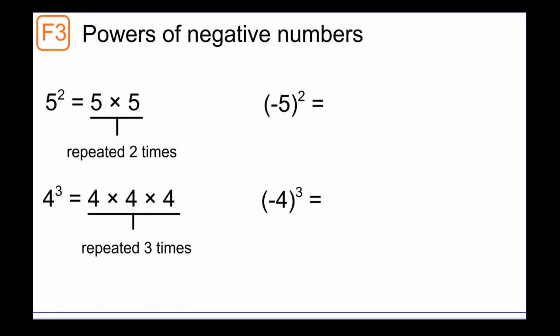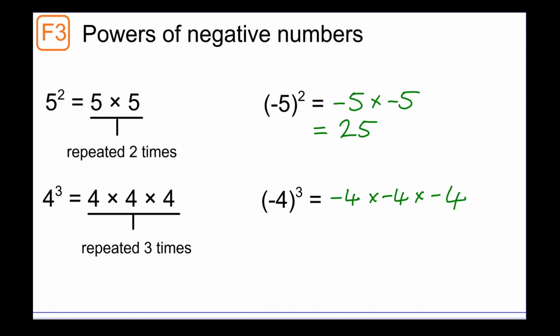If we move on to negative numbers, nothing unexpected happens. So this expression says negative 5 squared. So that's simply negative 5 times negative 5. We saw in the last video that a negative number times a negative number gives a positive answer. So this answer is positive 25. Negative 4 cubed is just negative 4 times negative 4 times negative 4.